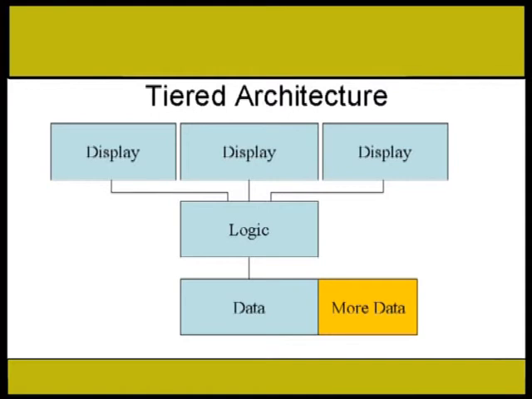The actual number of layers depends on the requirements of the specific application. You'll find situations where you actually have 4, 5, or even more layers. There are plenty of reasons for using an n-tiered architecture, but the main one is maintenance.